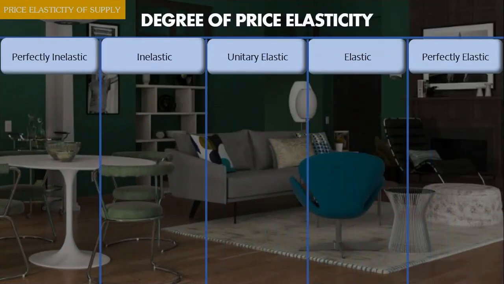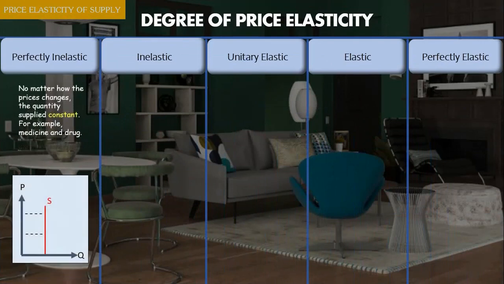These are the degrees of price elasticity of supply. First, perfectly inelastic. No matter how the price changes, the quantity supplied remains constant. For example, medicine and drugs. The value of elasticity of supply is equal to 0.